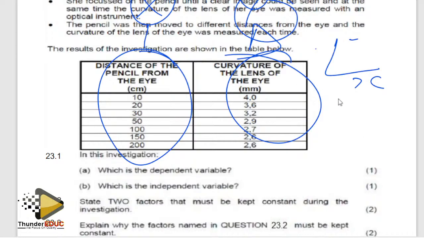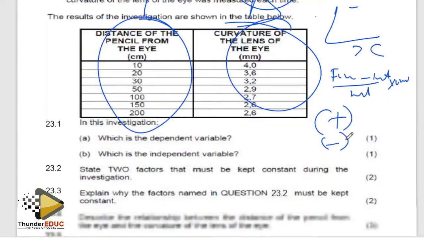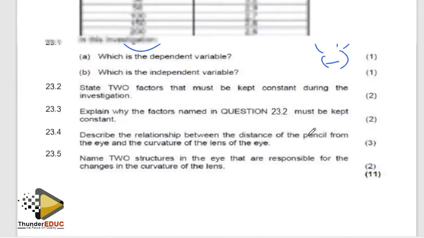Percentage increase, percentage decrease: for percentage increase, we say that it is final minus initial over initial times 100. So basically, when you get a positive answer, it means it is percentage increase. When you get a negative answer, it means it's percentage what? Decrease. Yes.